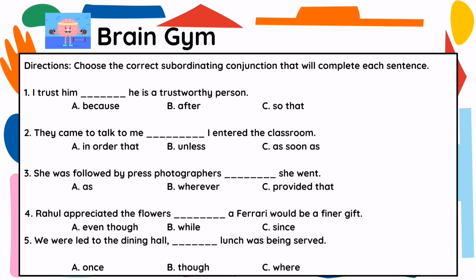Okay, check your answers. Number 1, the answer is because. Number 2, as soon as, letter C. Number 3, the answer is B, wherever. Number 4, the answer is A, even though. And number 5, the answer is where.